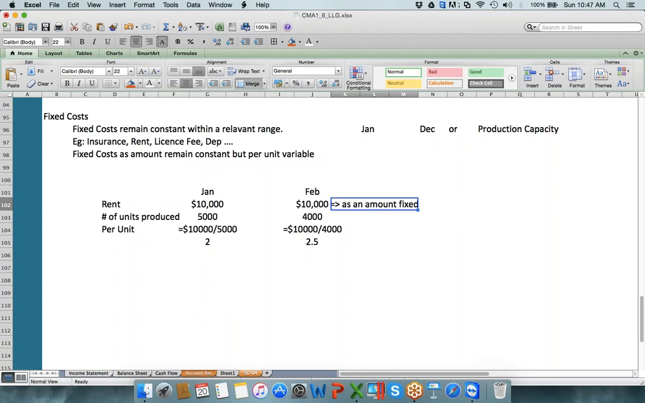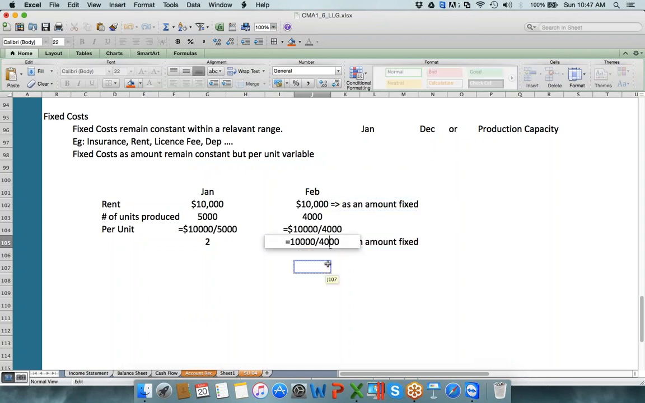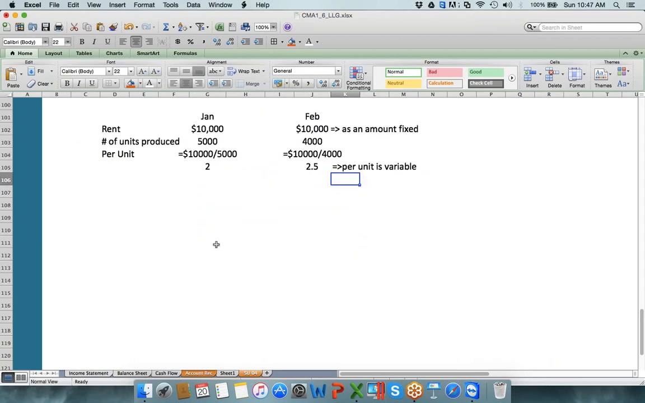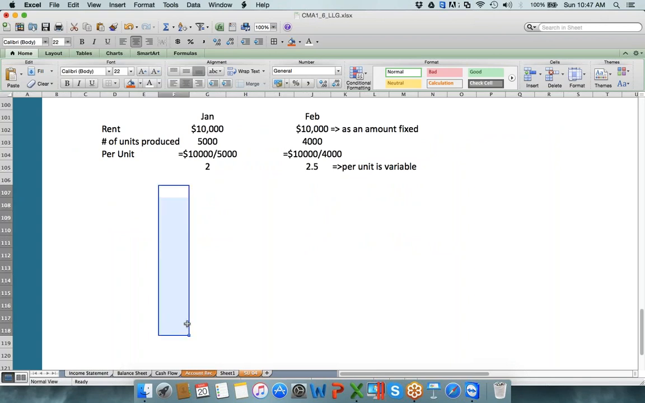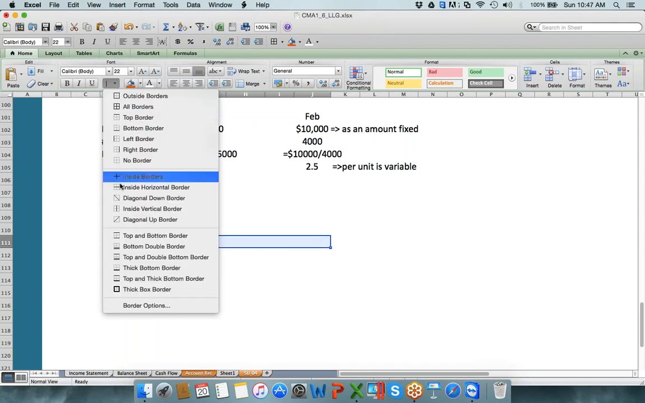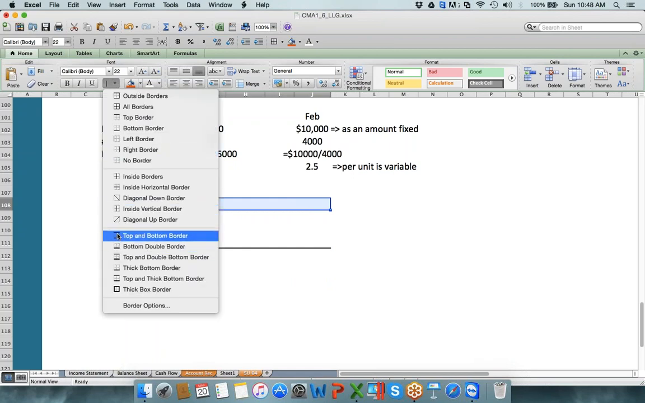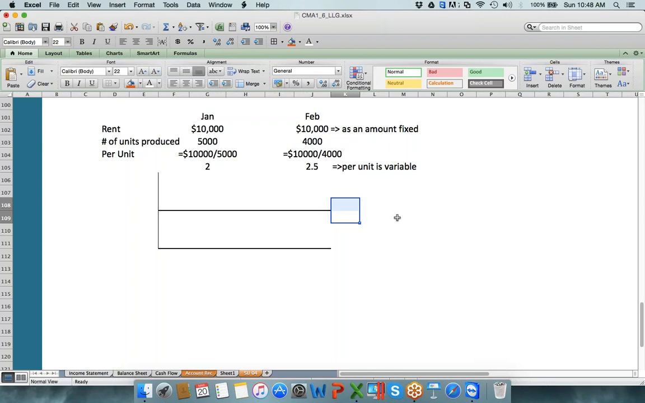So this is the reason why a fixed cost will give you an advantage if the relevant range is properly utilized. Okay, so what we can write here, that fixed cost as an amount is constant, but per unit is variable. When you draw a fixed cost line, it will be constant, like this. Your rent amount each month will remain the same. This is your fixed cost line.